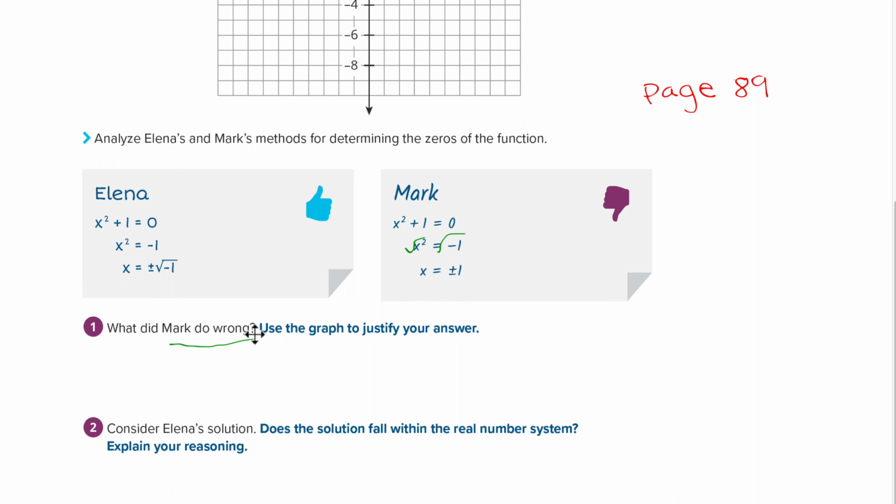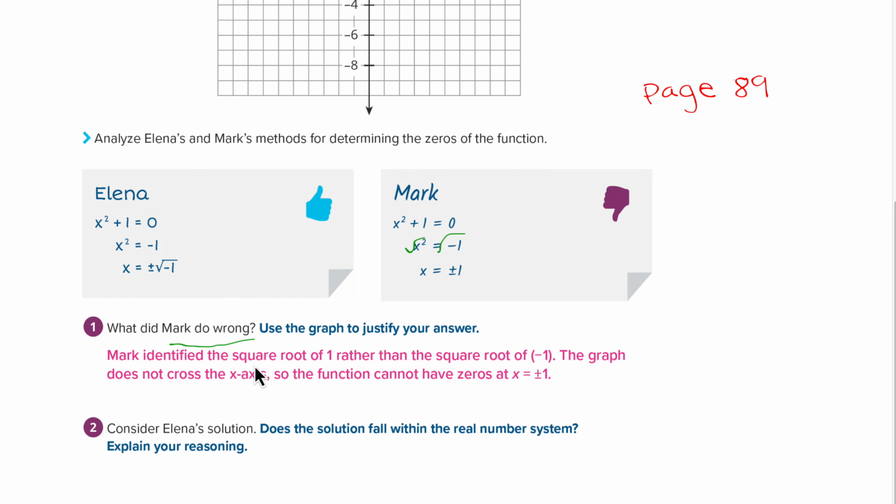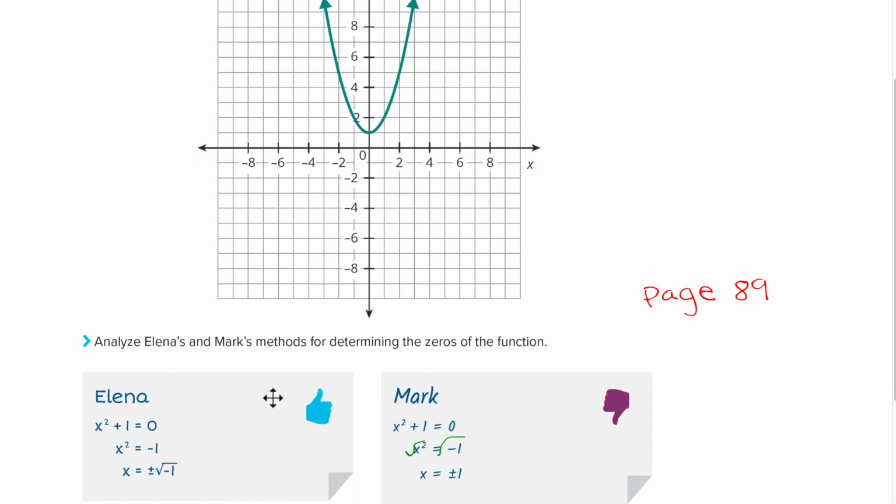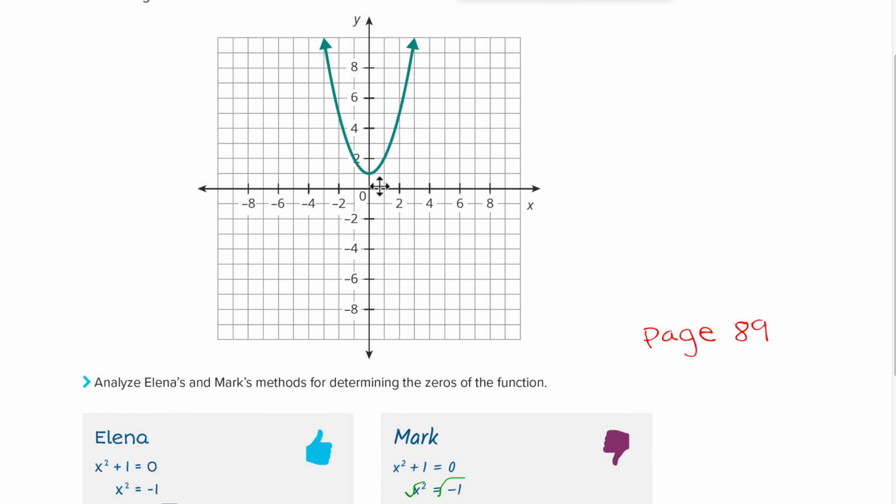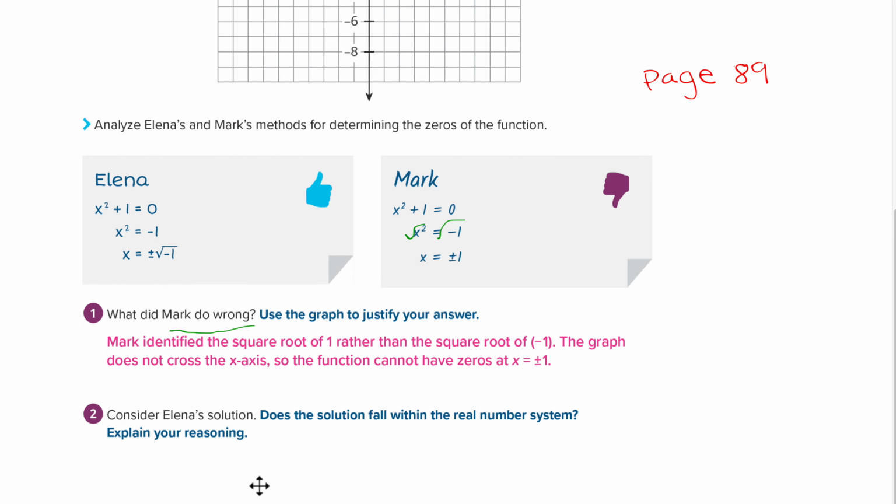Y'all learned about that a long time ago. There's a couple math rules we have. You can't take square roots of negatives. Can't divide by 0. But Mark identified the square root of 1 rather than the square root of -1, and the graph does not cross the x-axis, so the function cannot have zeros. Look, they don't have any zeros there. There's no zeros, so Mark is definitely incorrect.